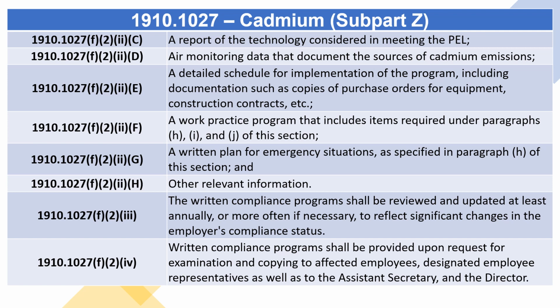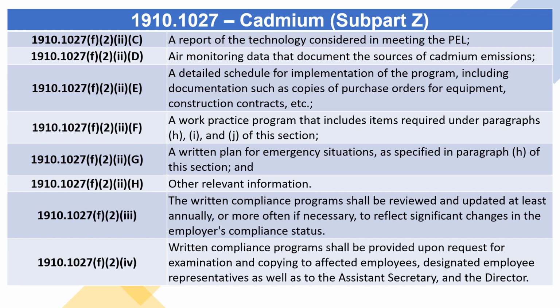Air monitoring data that document the sources of cadmium emissions. A detailed schedule for implementation of the program, including documentation such as copies of purchase orders for equipment, construction contracts, etc. A work practice program that includes items required under paragraphs (h), (i), and (j) of this section. A written plan for emergency situations, as specified in paragraph (h) of this section. And other relevant information.